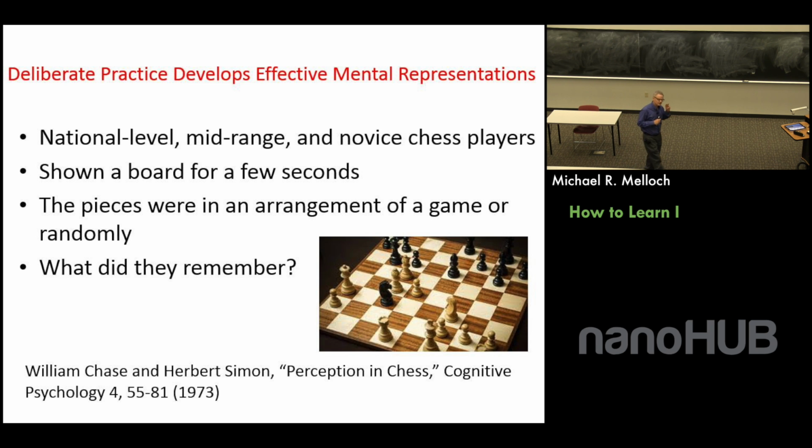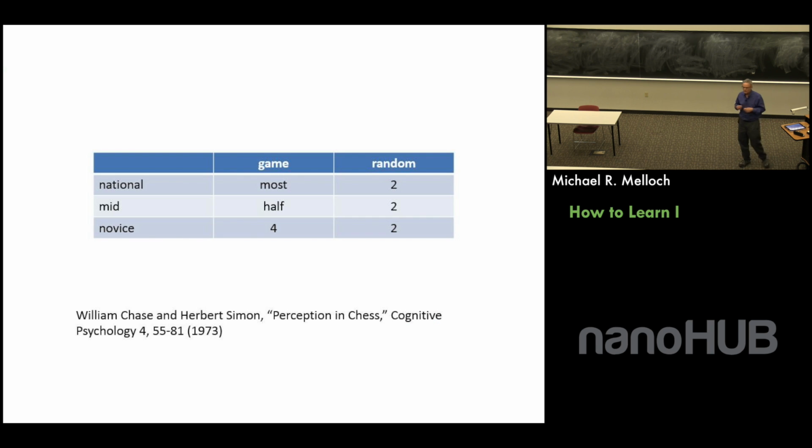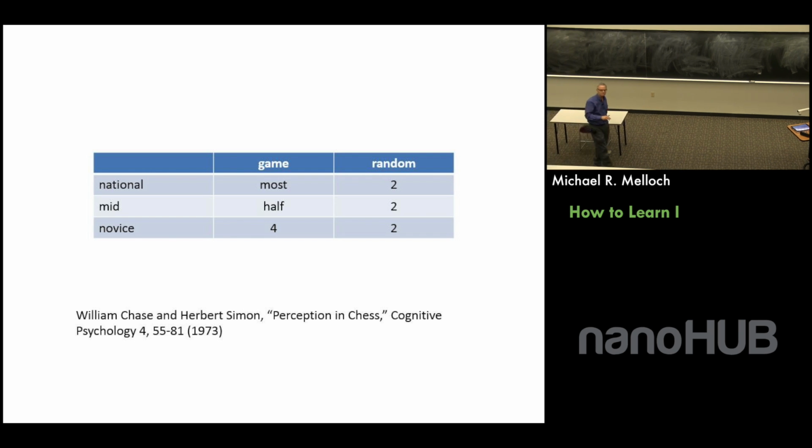And they had like 2 seconds to look at the chessboard, and then were asked to put the pieces where they were on the chessboard. So how many did they remember? For the most part, the national level players knew where all the pieces were, if they were in the position of an actual game. If they were just put there randomly, they'd get like 2 right. The mid-level players would get about half right, the novices about 4.